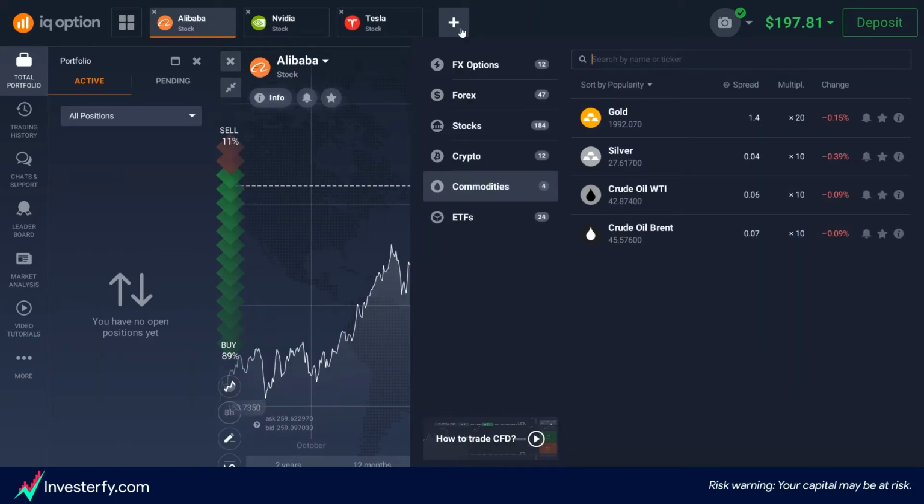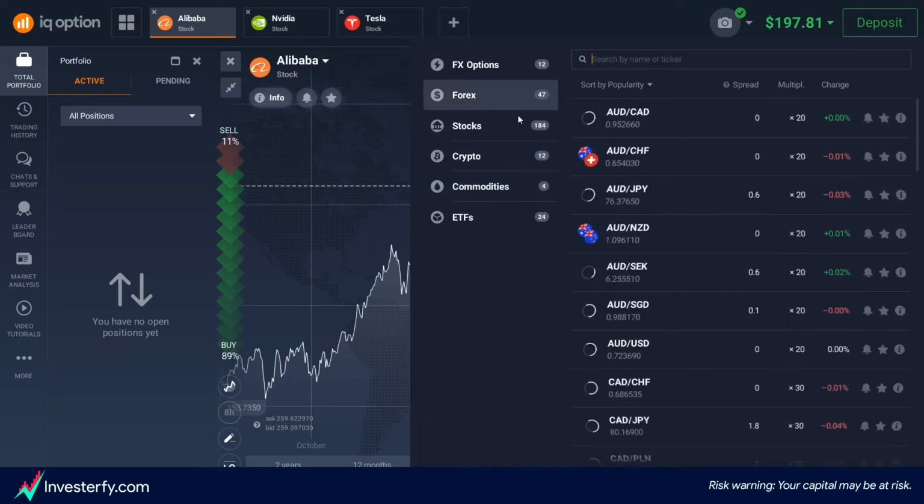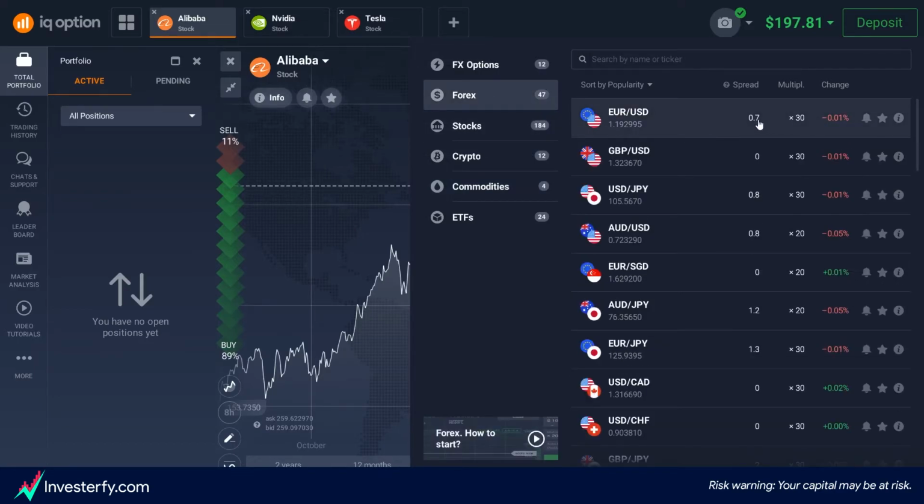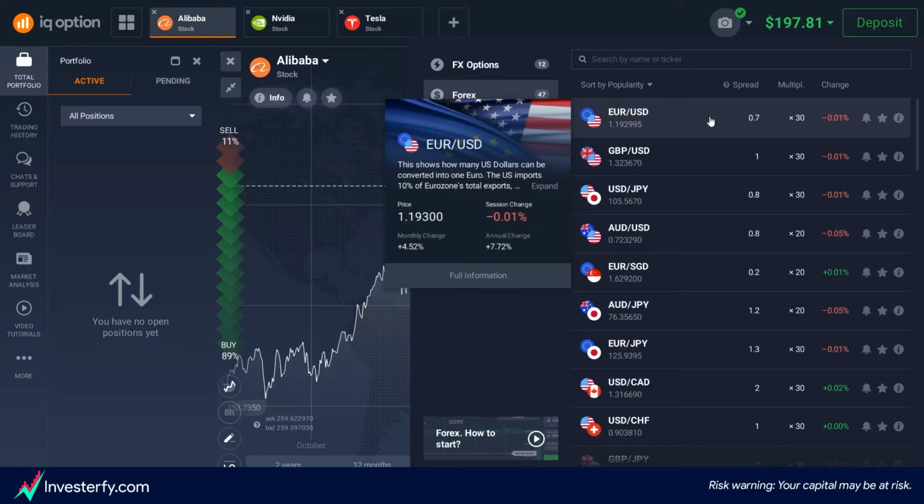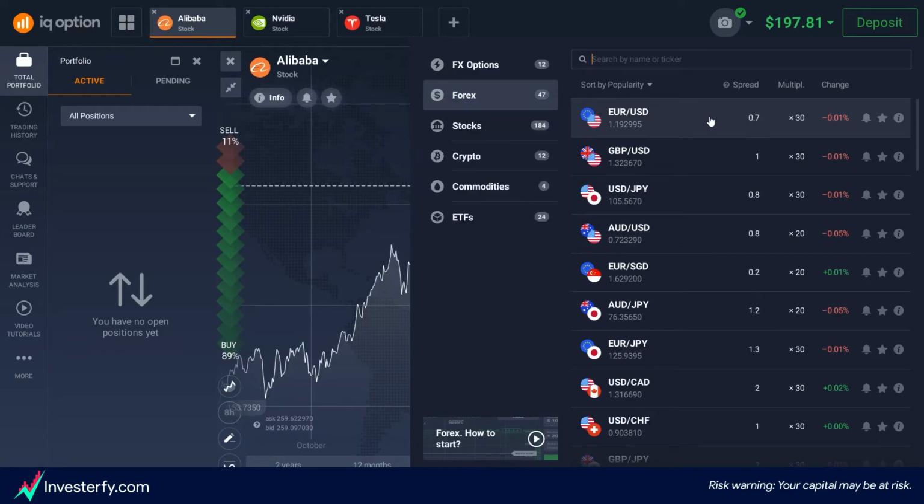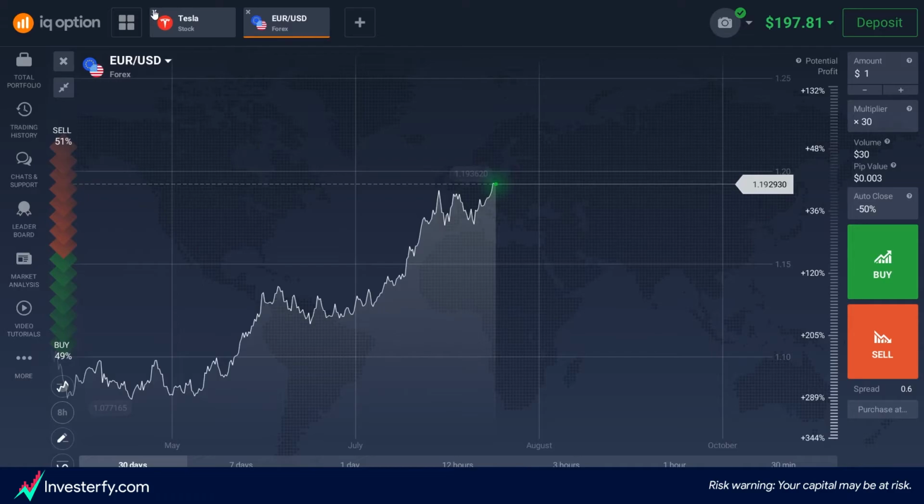When you trade other popular instruments such as forex here on IQ Option, it is also very important to use leverage because currencies obviously don't swing in price as much as stocks do, for example. So on this euro versus US dollar pair, you can see that the leverage is 30 times.